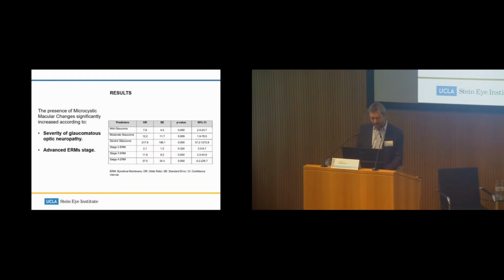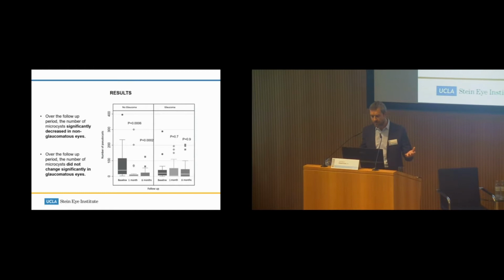We also found that the presence of these microcystic changes significantly increased with the severity of the glaucoma. As you can see here, the odds ratio was much lower in mild or moderate glaucoma versus severe glaucoma, and it was associated also with the severity stage of the epiretinal membrane, with a smaller odds ratio here than in stage 4 epiretinal membrane.